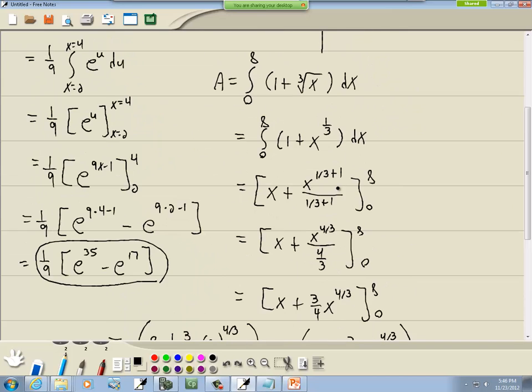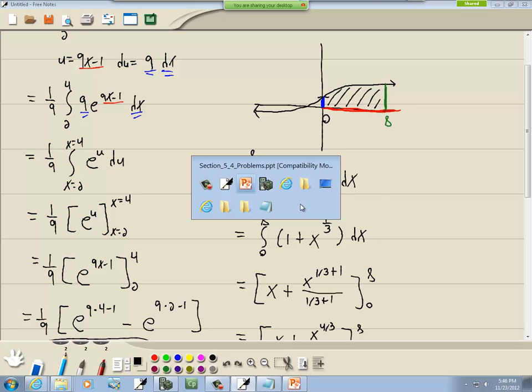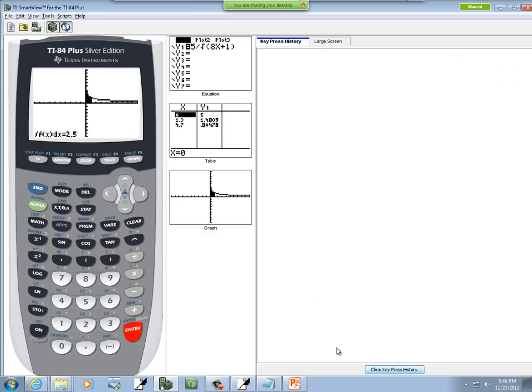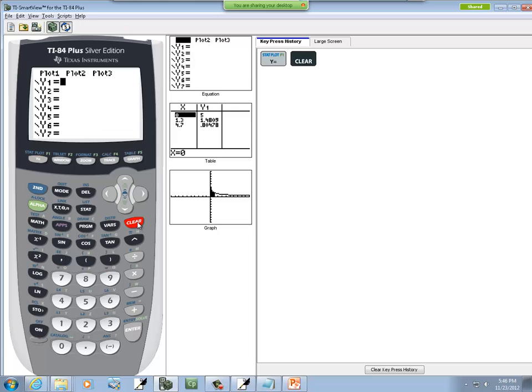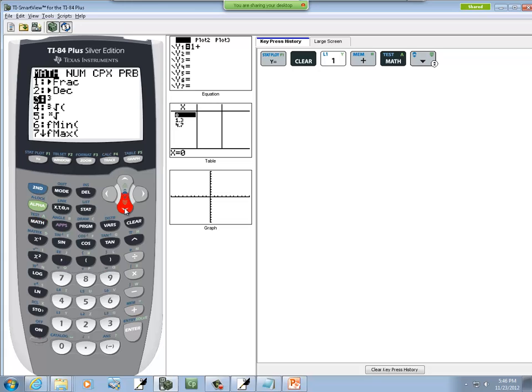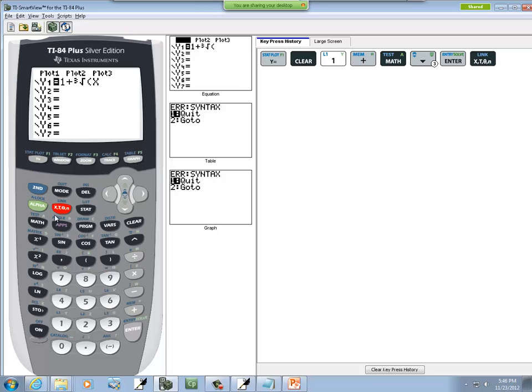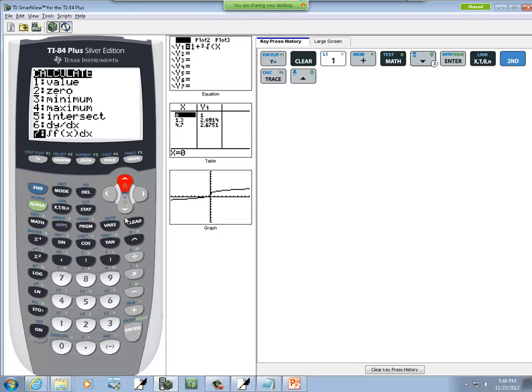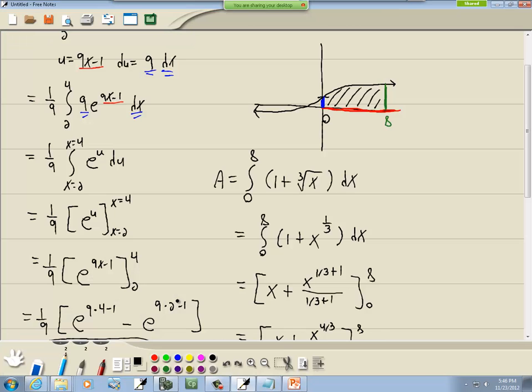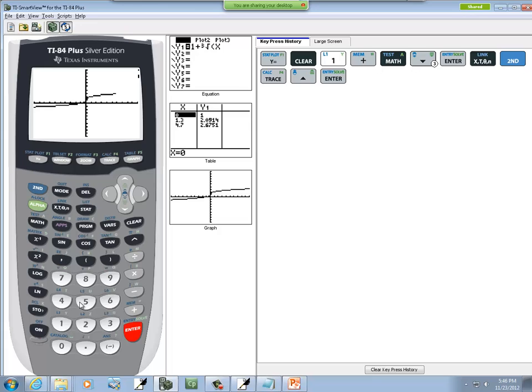Definitely that's something that we could check. So let's go plug this in and see. So press Y equals, press clear. I got 1 plus the cube root, which is underneath the math menu, and I choose the cube root one, number 4 on my calculator. Put the X key in. Now do second trace. Choose my integral one. And this is going to be from 0 to 8. So do 0, enter for the lower limit, 8 for the upper limit, enter.